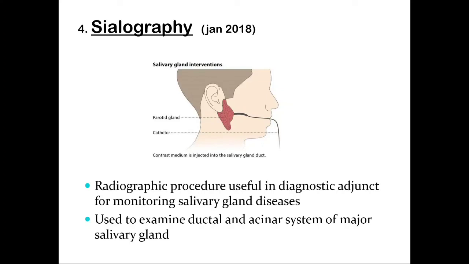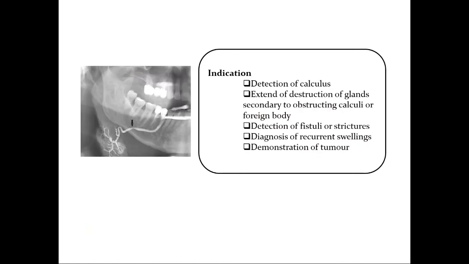Sialography is nothing other than a radiographic procedure that is used as a diagnostic agent to monitor salivary gland diseases, and it helps to examine the ductal as well as the acinar system of the major salivary glands. That is your submandibular salivary gland as well as your parotid salivary glands.